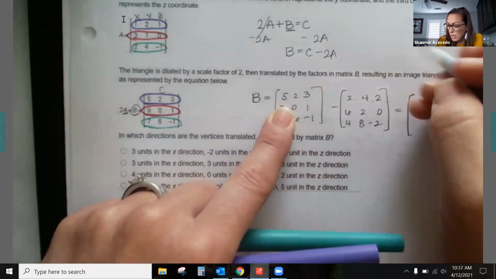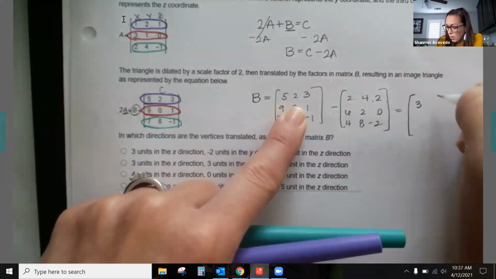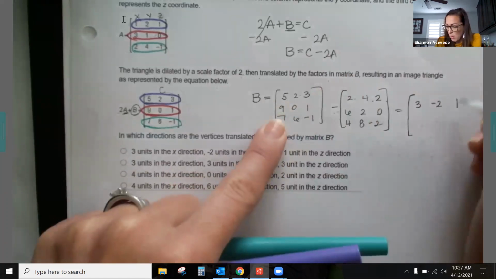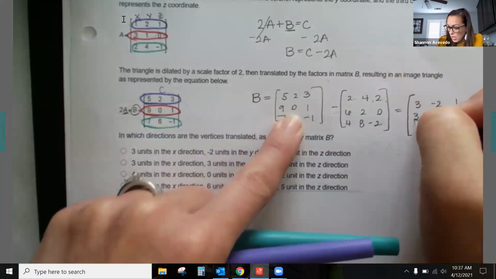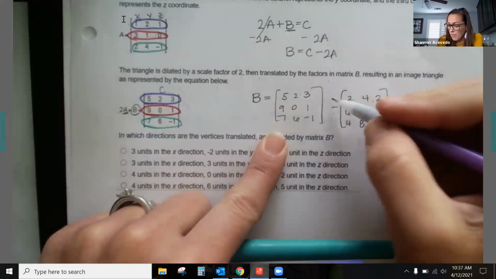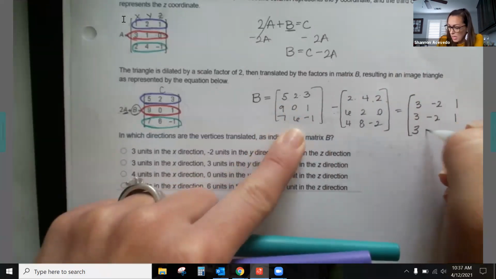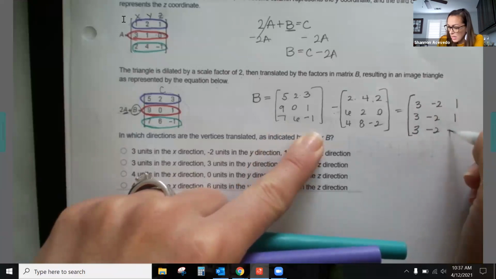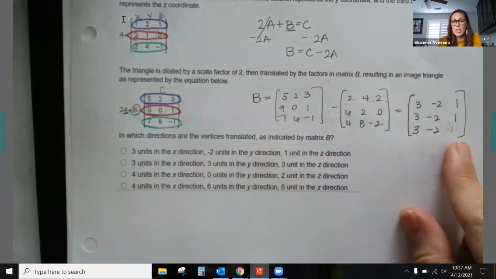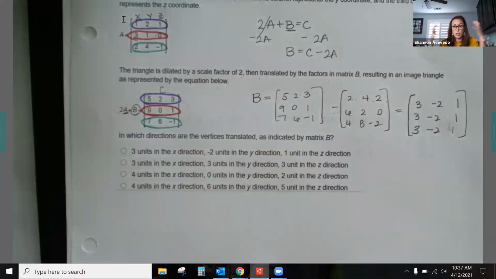So it's going to be 5 minus 2 is 3. I'm going to get -2. I'm going to get a +1. I'm going to get 9 minus 6 is 3, -2, +1. And then I'm going to get 7 minus 4 is 3. I'm going to get -2 and +1. Notice that they're all the same, because when I make that shift, when I enlarge it by a factor of 2 and I make that shift, I'm doing the same thing to each of these equations.